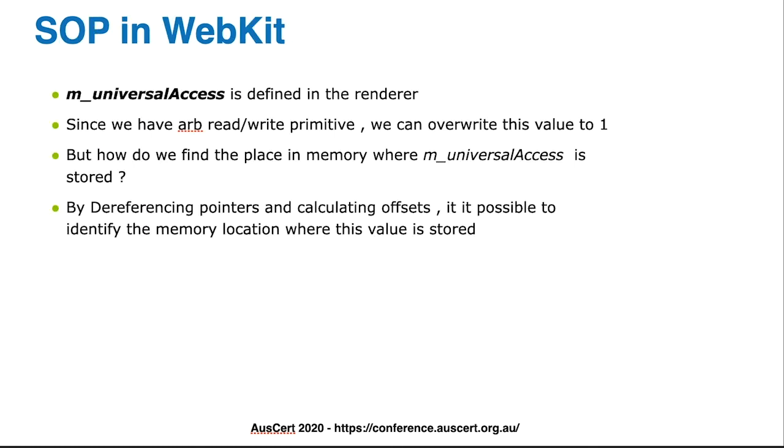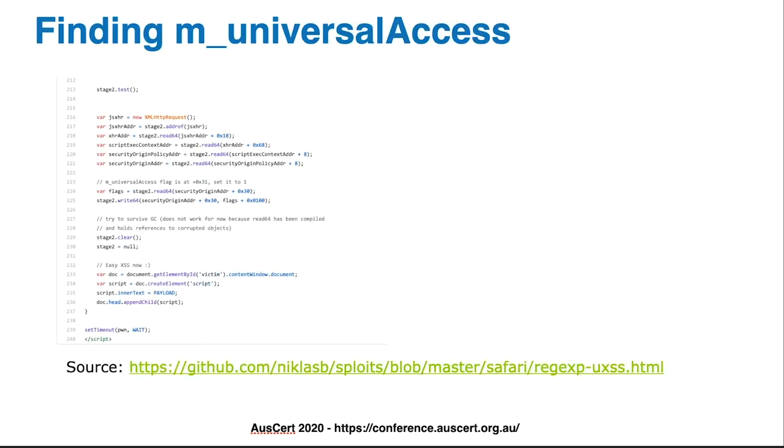Okay, so this property is defined in the renderer, and since we have arbitrary read write primitive, we can override this value to 1. However, how do we find the place in memory where this value is stored? This can be done by dereferencing certain pointers and calculating certain offsets. Okay, so I would highly recommend you go through the code snippet mentioned in this link to understand how this particular exploit, which is written by Nicolas B, was able to use arbitrary read write primitive in order to change the value of the universal access property.